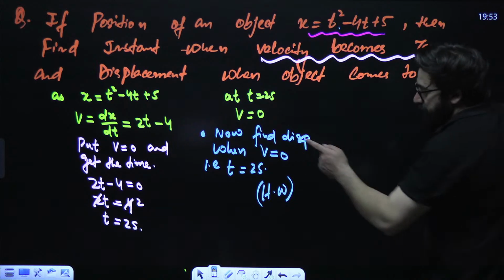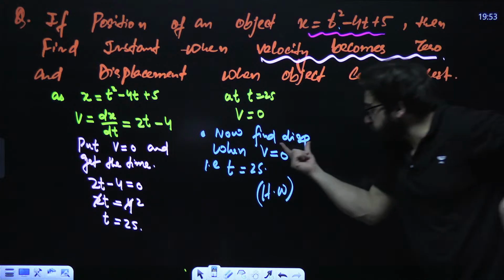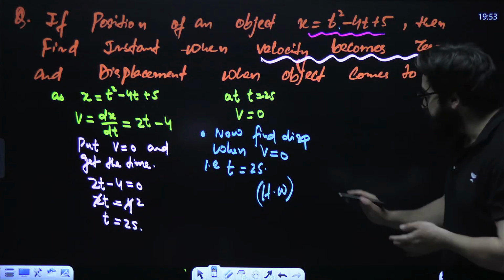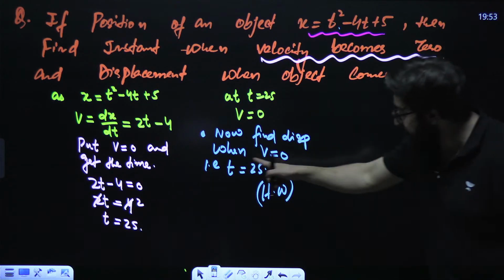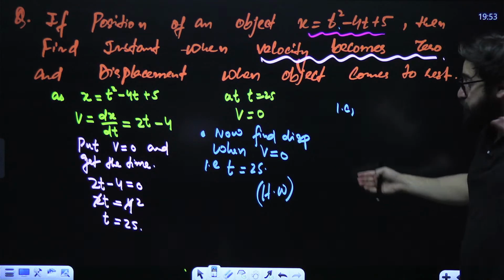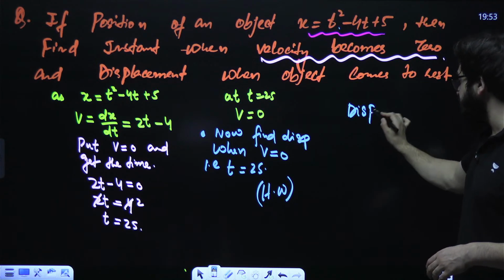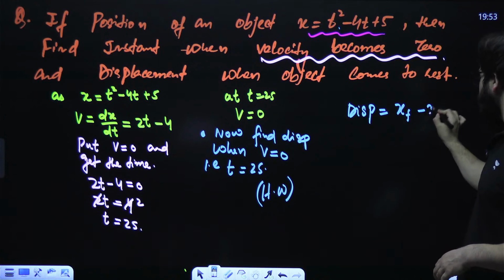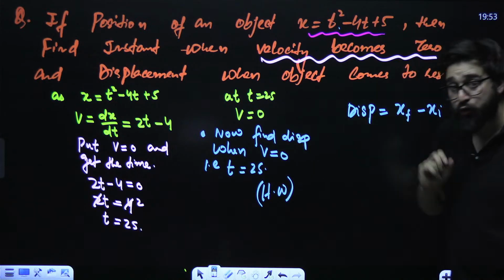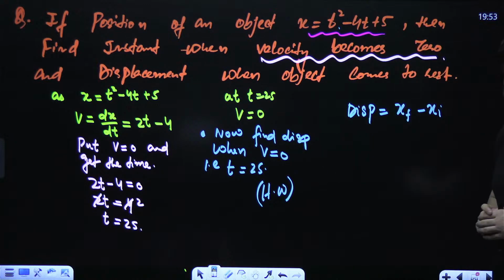See guys, you have to basically find the displacement when velocity is 0. Velocity is 0 at t = 2 seconds. Understand very carefully. You have to find the displacement from 0 to 2 seconds. How can you find that? Displacement is x final minus x initial. x final is the position when time t = 2. x initial is the position when time t = 0.